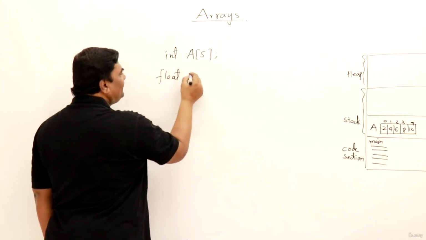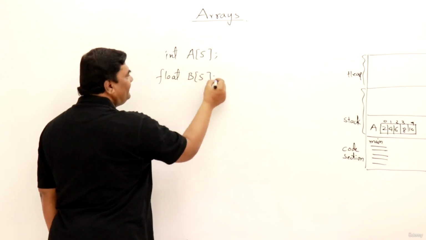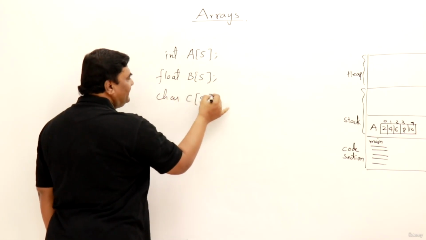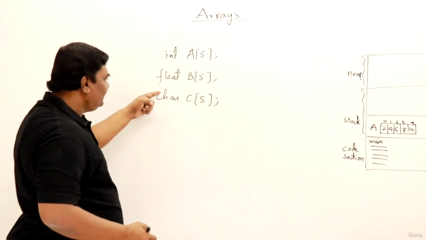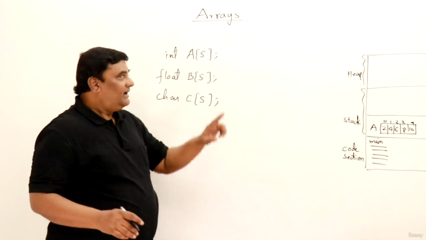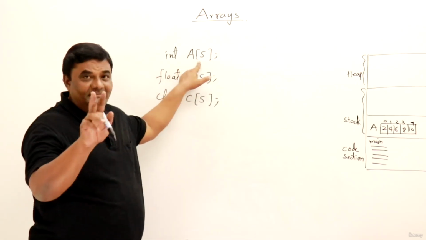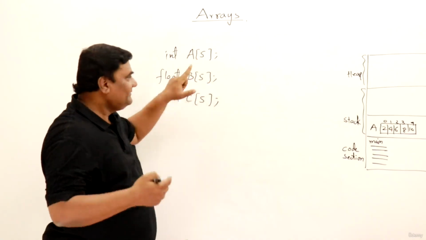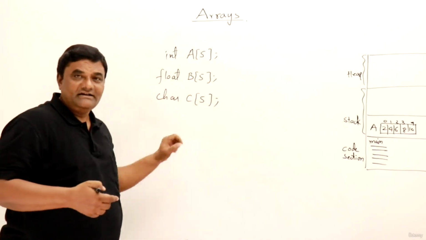Can you have a float type array? Yes, we can have a float type array also. Can we have a character type array? Yes, we can declare that. So you can have any data type for an array. So an array can be of any type. And if it is integer, all 5 elements are integer only, right? So all are similar data elements. All are floats, all are characters.